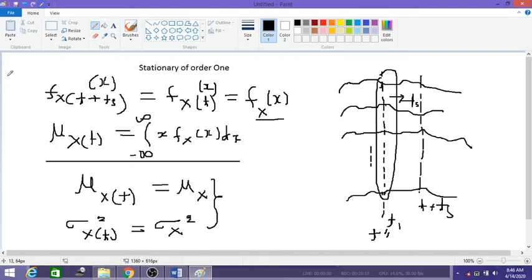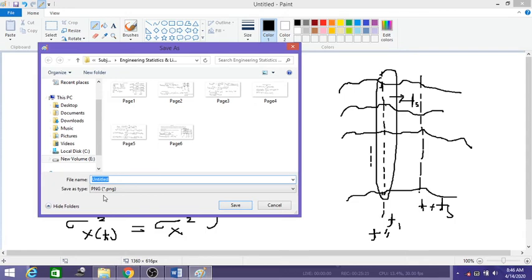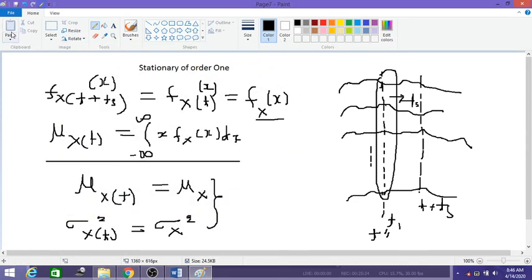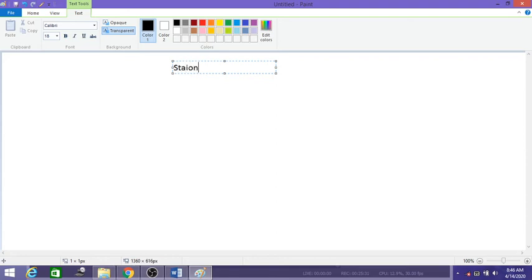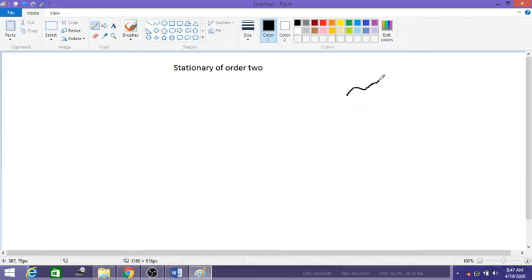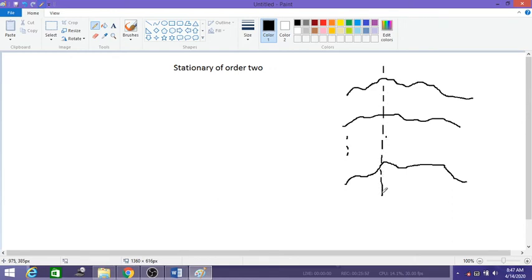So let us look into the stationary of order 2. Let me save this page here. This is page 7, so let me go to a new page. Stationary of order 2 means we are considering a bivariate case. In this case, we have taken the n observations, and we have taken a time instant, say t1, and one more time instant t2. That results in a bivariate case for a single random variable.